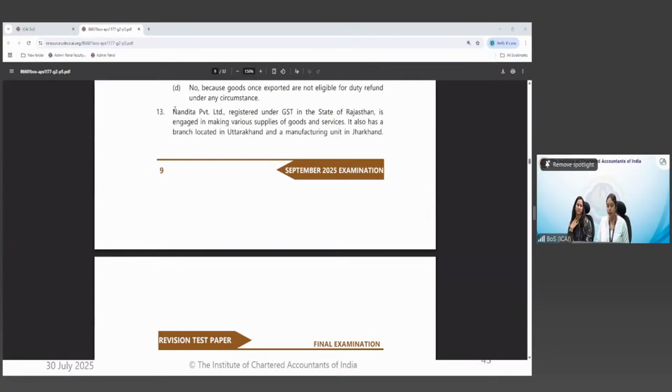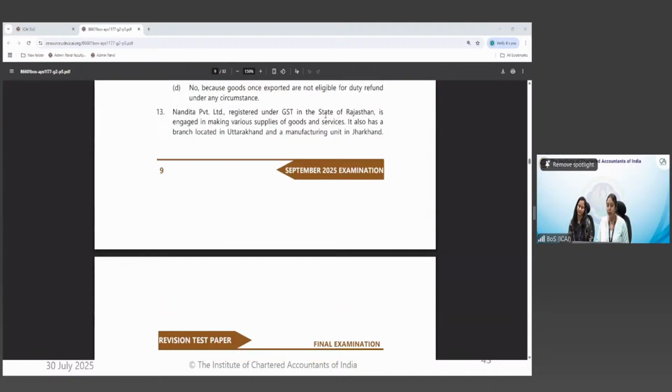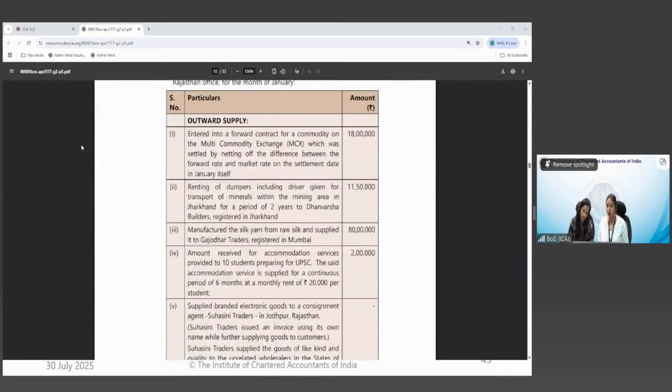This is the complete 14 marks question which generally comes in the exam. Nandita Private Limited is registered in GST in the state of Rajasthan. If you see the adjustments given to you, the first entry is that it entered into a forward contract for a commodity on the multiple commodity exchange, which was settled by netting of difference between forward rate and market rate. So here no physical delivery is there. That is why it is not a supply per se.